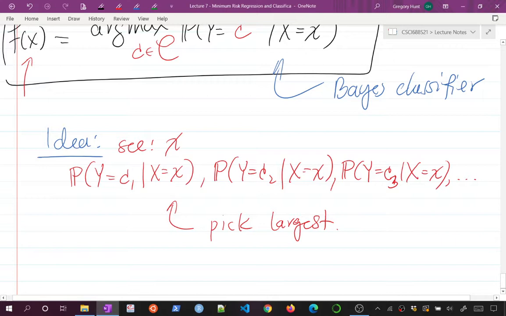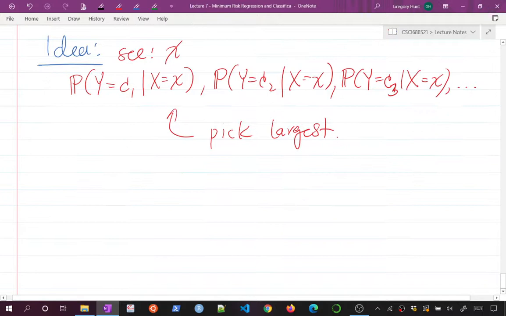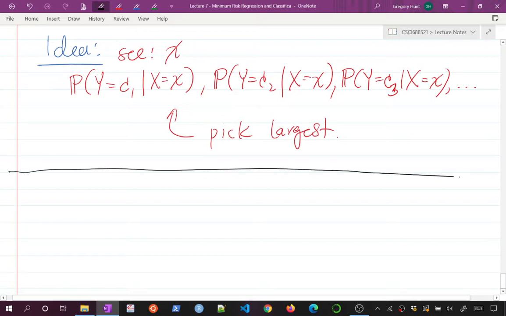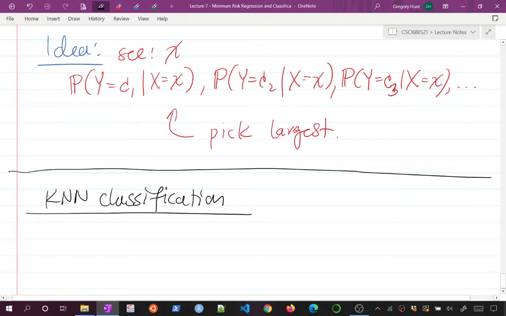So, of course, you need some way of approximating these probabilities. The first way, just like how our regression methods you could see as approximating a conditional expectation, you can view classification methods as approximating those probabilities and then picking the one that's largest.